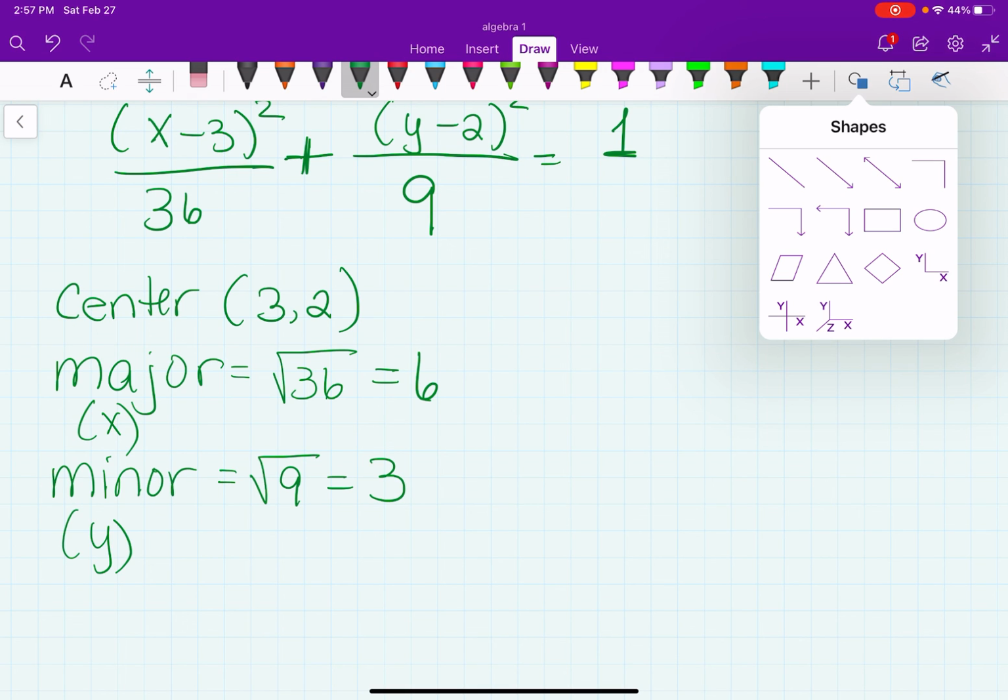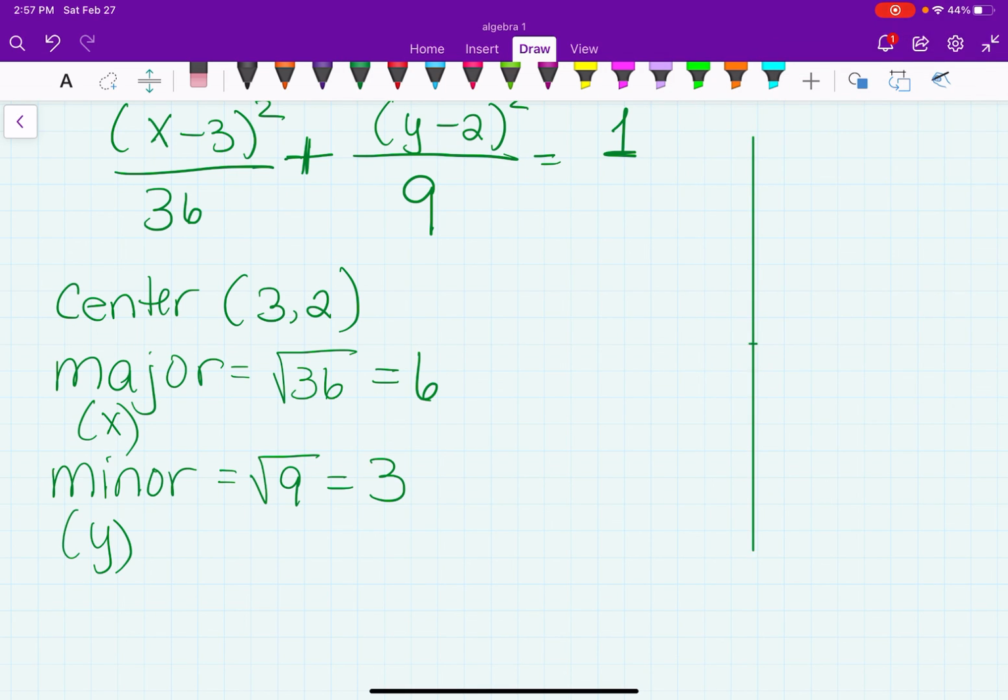Let's graph our equation. Okay, let me pick a different number to graph with. So we're going to start at 3, 2. We're going to go 6 in the x direction. 1, 2, 3, 4, 5, 6. I almost didn't have room. 1, 2, 3, 4, 5, 6. If you don't have complete room, just go off a little bit. And in the y direction, 1, 2, 3. And then I make my ellipse.